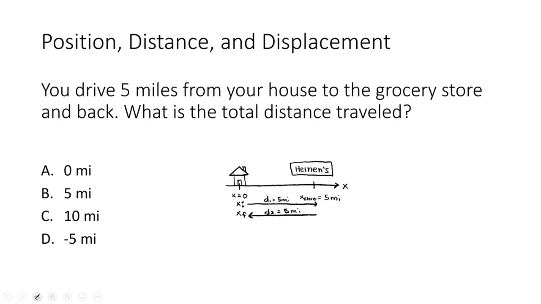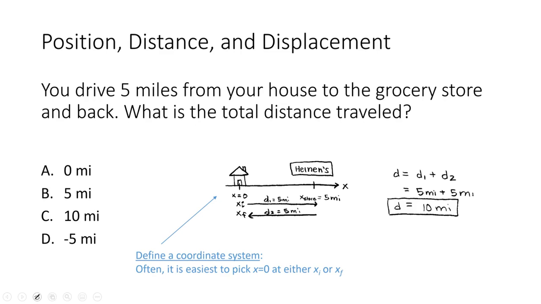So I was thinking I would draw that in here, and I picked a coordinate system. I wasn't given any coordinate system in this problem, so I just kind of picked it. You can do that. It is allowed. All you have to do is make sure you use the same coordinate system throughout the whole problem, and then you're good to go. So here I've chosen mine so that my initial position is at the origin, or at x equals 0. So I'm at my house. I travel a distance of 5 miles to Heinen's, and then I turn around and travel a distance of 5 miles back. Distances are always positive, so the total distance I traveled would just be 10 miles. That's C.